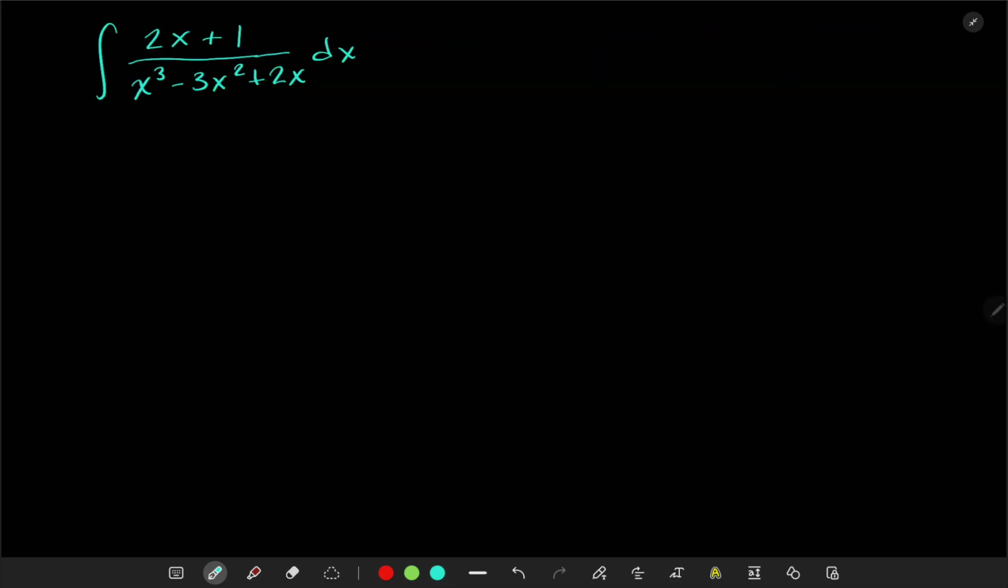Alright, so now we have this one where I'm going to do the Heaviside method. And so my first step is going to be to factor the denominator. In this case, I know there's a common factor x because this term ends with an x. And then you see there's a quadratic. That's going to be the case often.